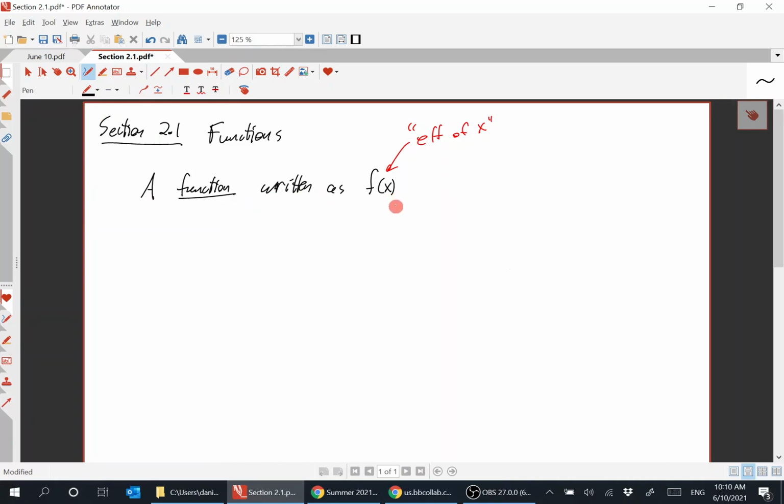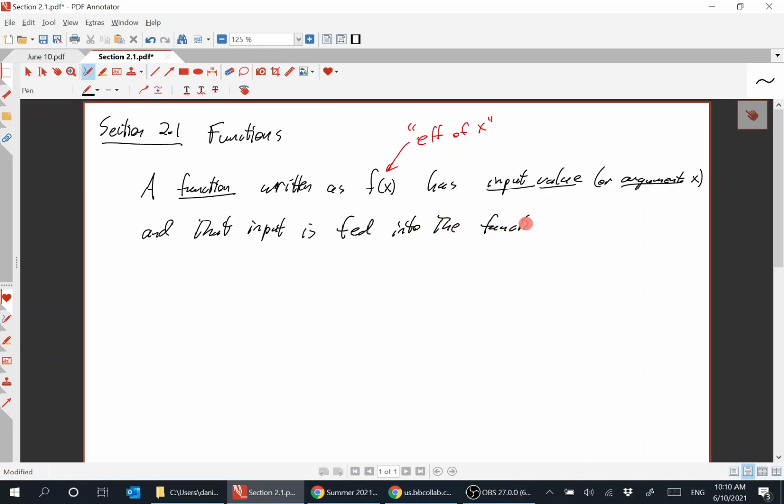All right, so a function written as f parentheses x, which is said f of x, has an input value, also called the argument, x, and that input is fed into the function to yield an output, or value, of the function. The input values are called domain values.